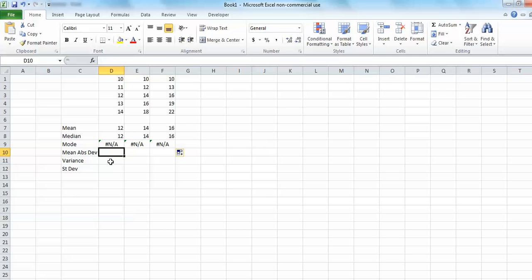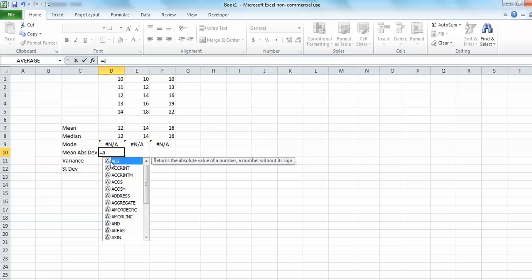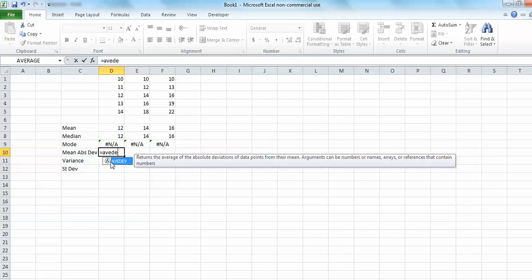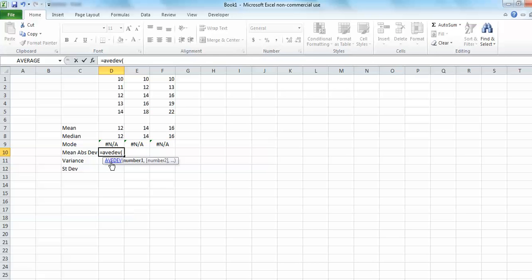For mean absolute deviation, we can type in equals AVEDEV. That's what Excel uses for mean absolute deviation. This is short for average deviation. Average deviation is another way of saying mean absolute deviation.